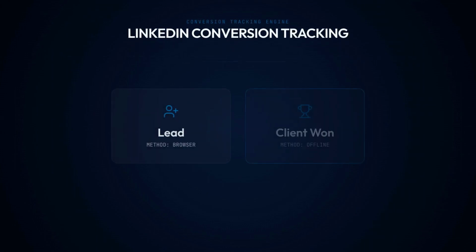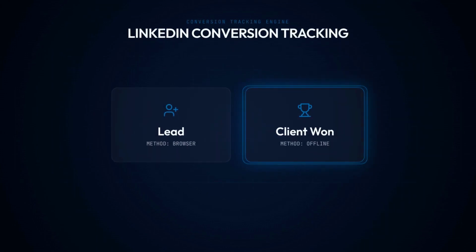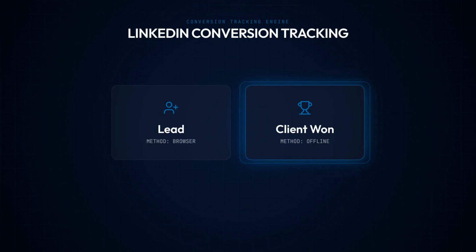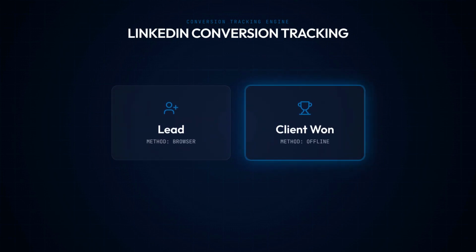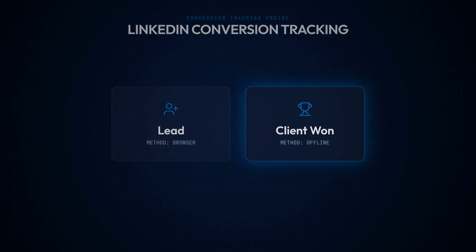Step 3. LinkedIn conversion events. In Campaign Manager, create two conversion actions: Lead for form submissions and Client Won for closed CRM deals. Copy the conversion event IDs for both. You will need them for your CAPI setup.